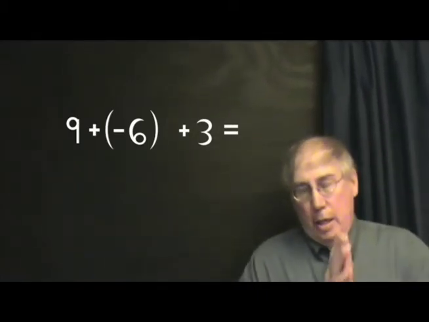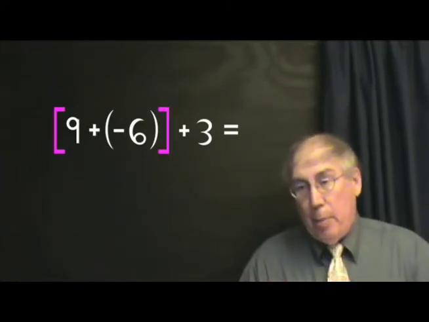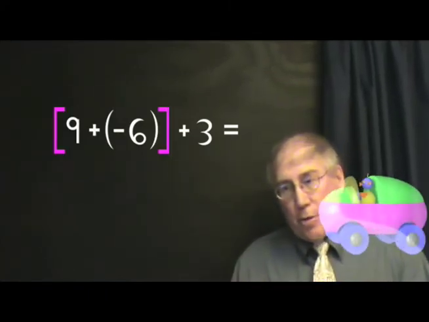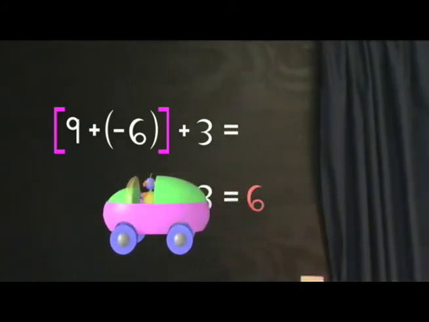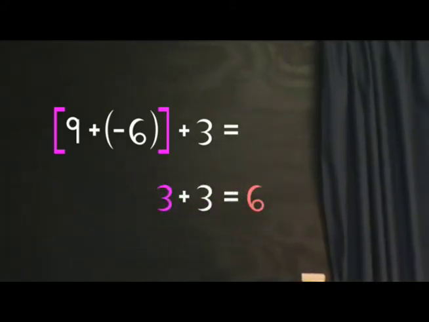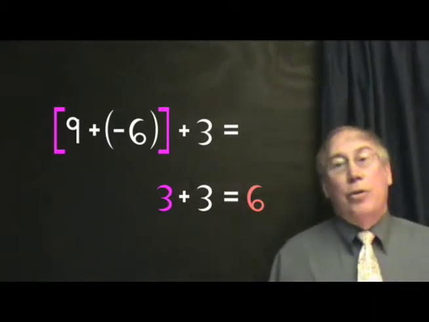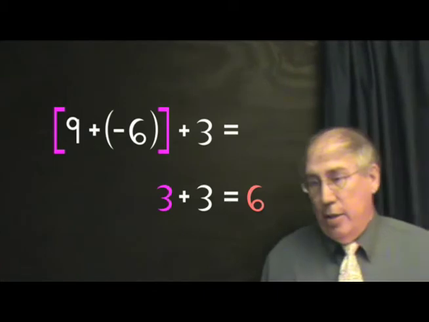Now, let's just take them two at a time here. How about the 9 plus the negative 6? Now, the signs are different, so you subtract them and put the sign of the larger number, so you get a 3 plus our 3 that's outside the brackets, and you'll get 6 as your answer.